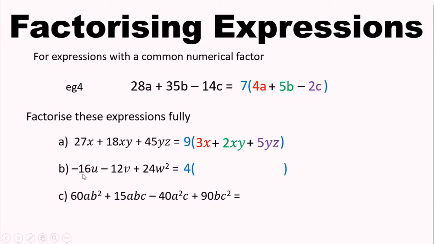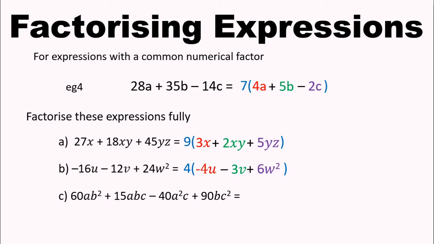Okay, so this first term, negative 16u divided by 4, that would leave us with a negative number. That would be negative 4u. Next, negative 12v divided by positive 4, a negative divided by a positive, that would leave us with a negative number, so I need a minus sign between these 2 terms, and it would be negative 3v. And the last term, 24w squared, if I divided that by 4, this is a positive term divided by a positive number, I'm going to put plus, and 24 divided by 4 is 6, so that's plus 6w squared.